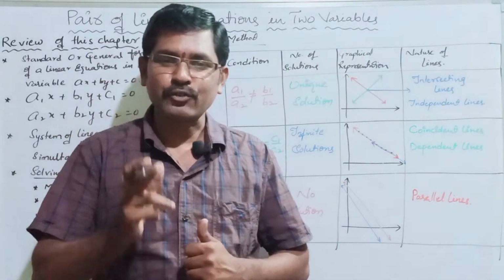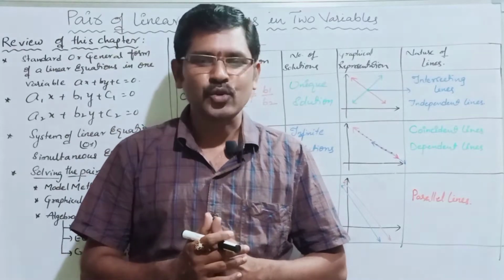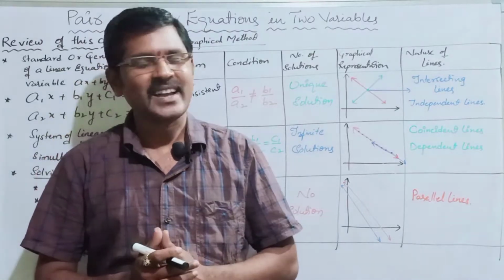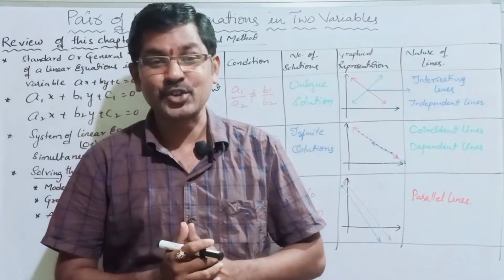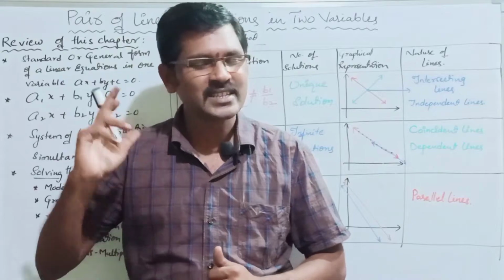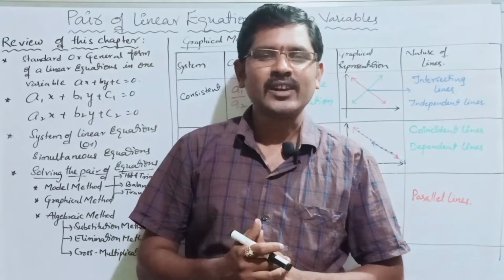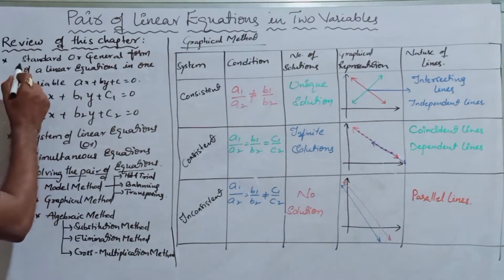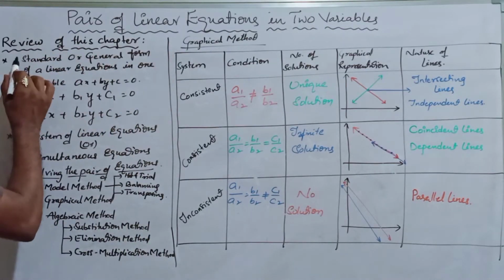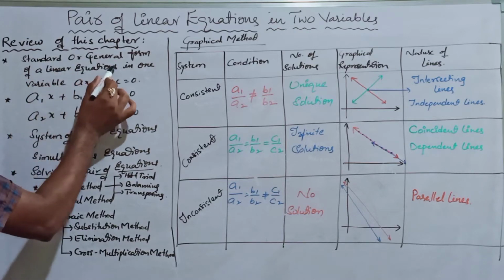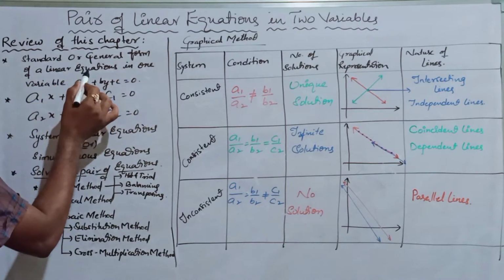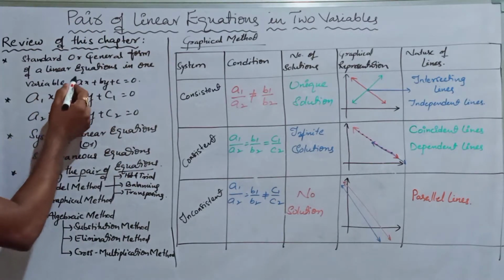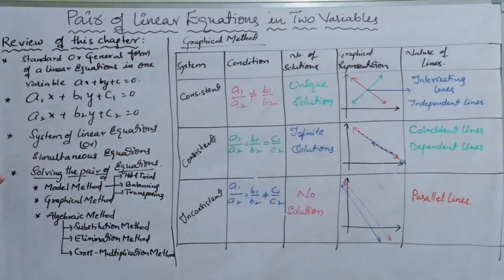So friends, if you watch this video completely, you can solve any type of problem from this chapter. I have confidence that you can solve these problems easily. Now, let's review this chapter. The standard or general form of a linear equation in one variable is ax + by + c = 0, where a, b and c are any real numbers.